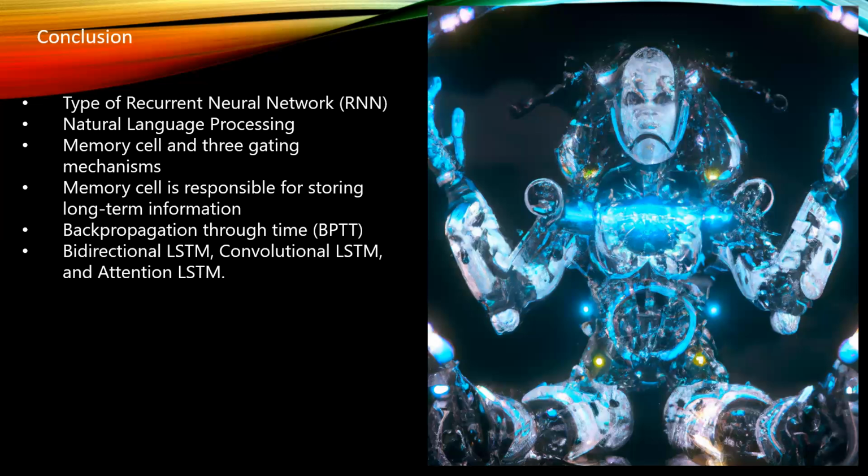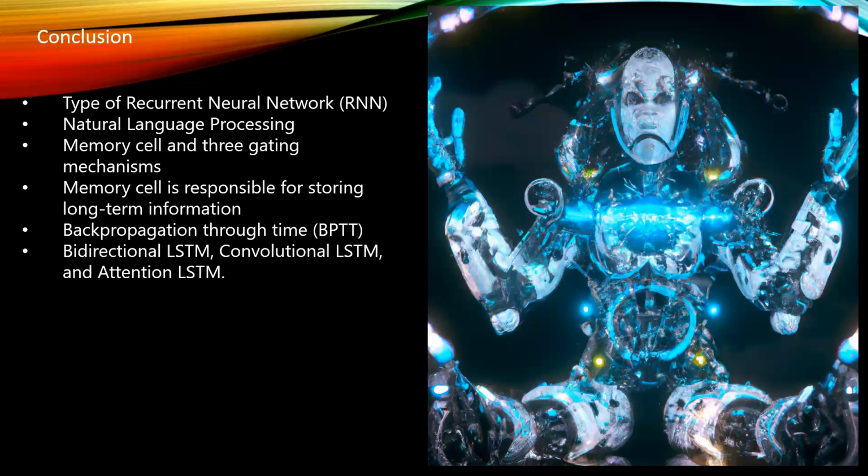Let's now talk about the fourth point. LSTM networks use a memory cell and three gating mechanisms to selectively update and forget information from the input sequence. The gates are the input gate, the output gate, and the forget gate. Fifth point, the memory cell is responsible for storing long-term information and passing it to the next time step.